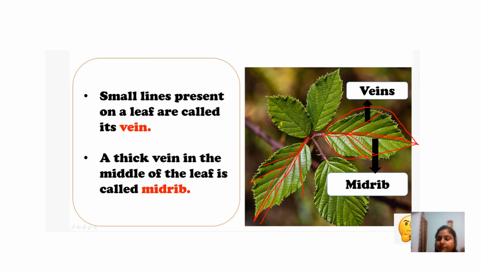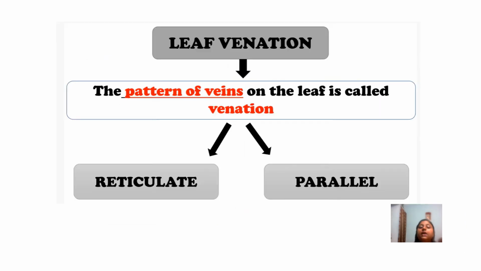Now see, here is leaf venation. The pattern of veins on the leaf is called venation. What is venation? Venation is the pattern of veins present in the leaf, and that is called venation.